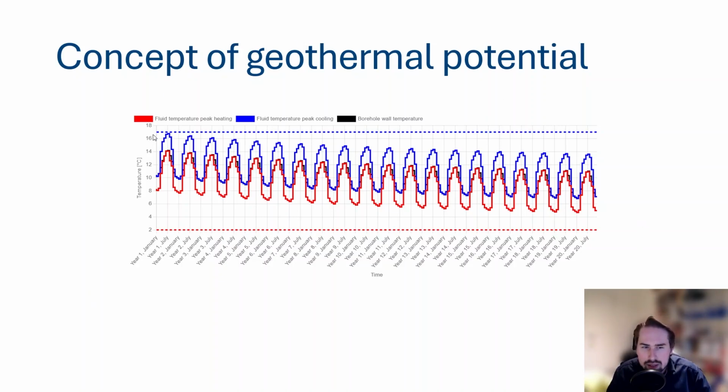And if we take a look at this figure, we can see that we reach the maximum fluid temperature limit in the first year of operation for cooling. But on the other side of the figure, in the last year of operation, we do not reach the minimum temperature limit. So we can say that there is still potential here.